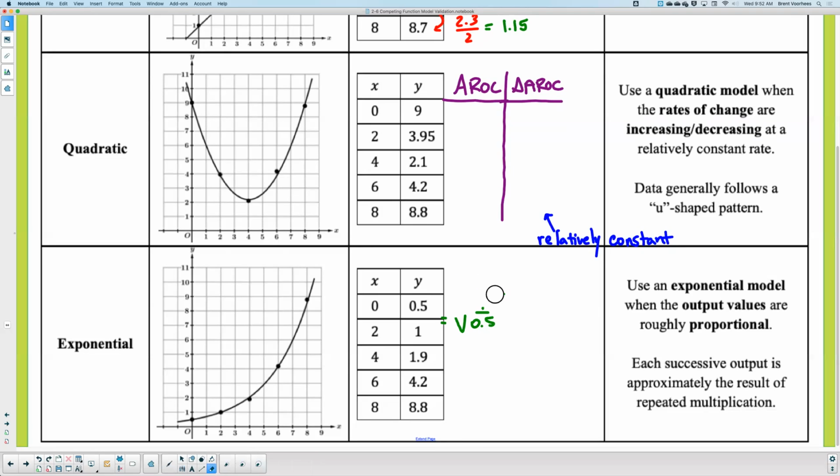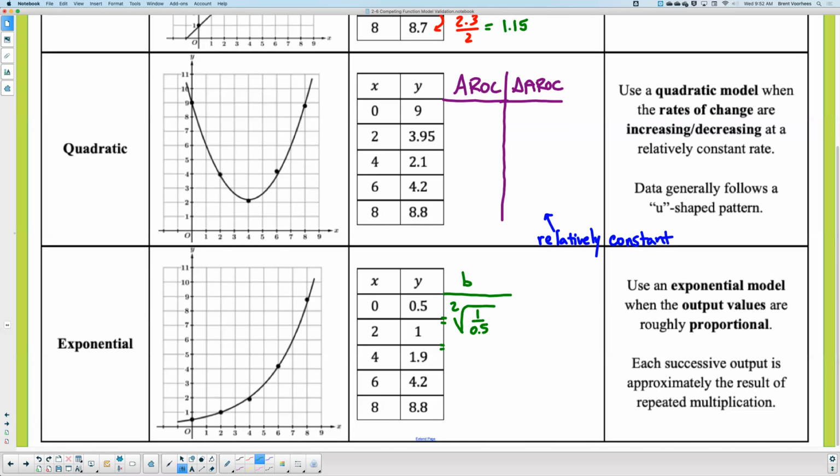I'm sorry, let me write it one more time, make it a little bit clearer for your notes. So if you made a column and you want to find your R or your base, I'll use a B for base this time. You take the square root of 1 divided by 0.5. That's how you find that one.